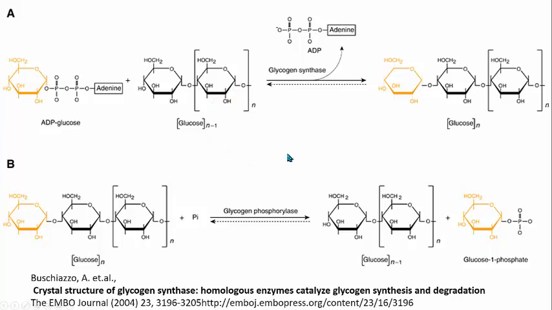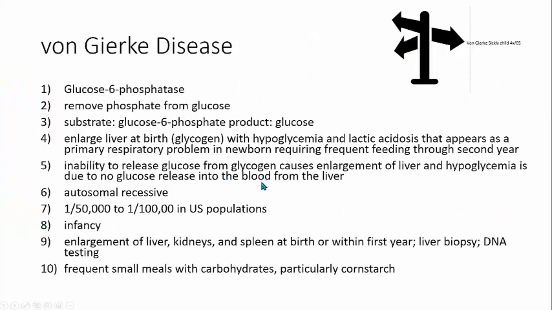This is just a reminder of where glycogen synthase works. Von Gierke's disease is another glycogen storage disease. You will remember Dr. Peterson talking about this earlier this semester, I believe.